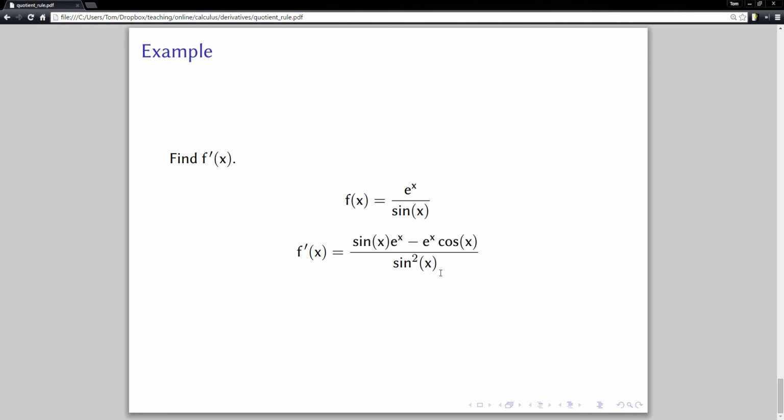And so that's pretty much it. There's not a whole lot that you can really do to simplify this. You could factor the e to the x out, or write the e to the x out in front, to make it look a little bit nicer. But that's pretty much all the simplifying that you can do. And so that's it.